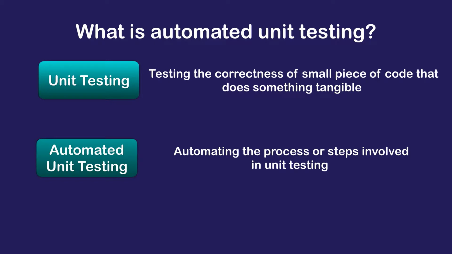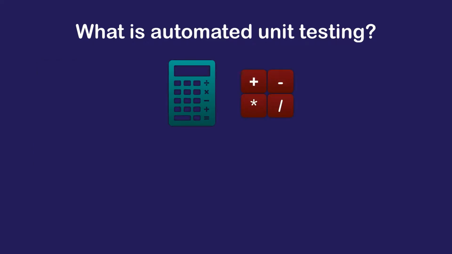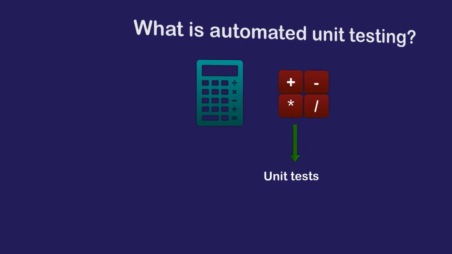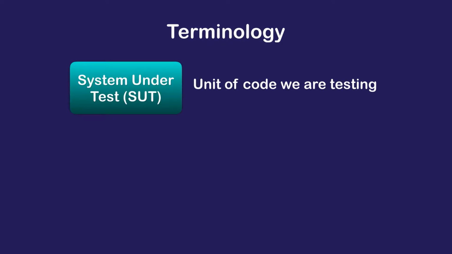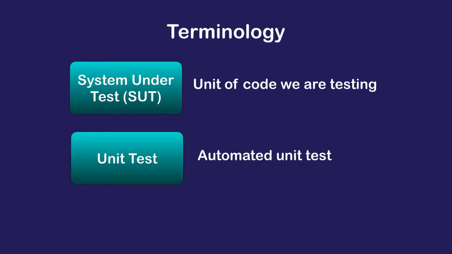Automated unit testing means the unit testing process is automated by writing code. So the tests are written once and run as many times as we like without any manual overhead. For example, the tests you need for individual units of a calculator program are called unit tests. If those tests are automated with code, then you can refer to them as automated unit tests. Going forward in this course, I will be referring to the unit of code we are testing as system under test or SUT, and the automated unit test as simply unit test.